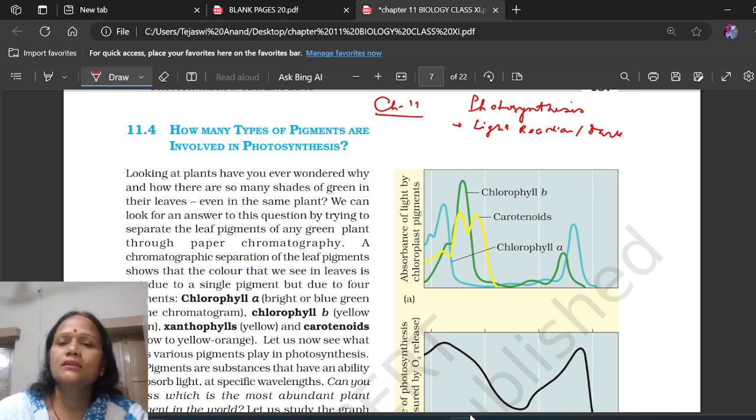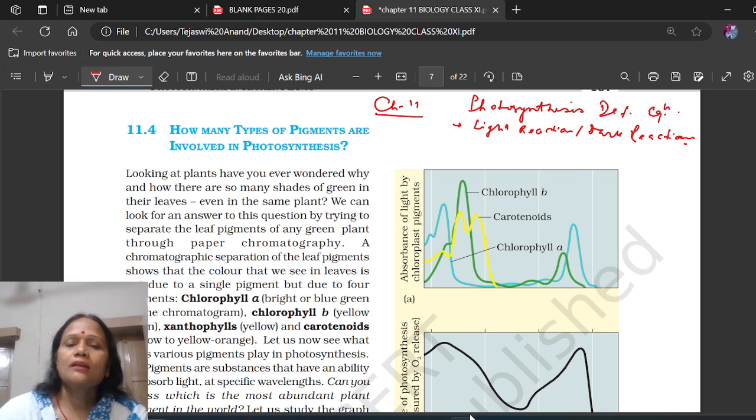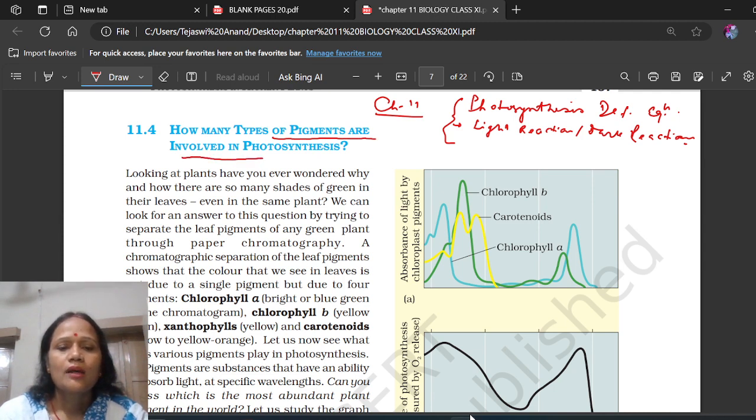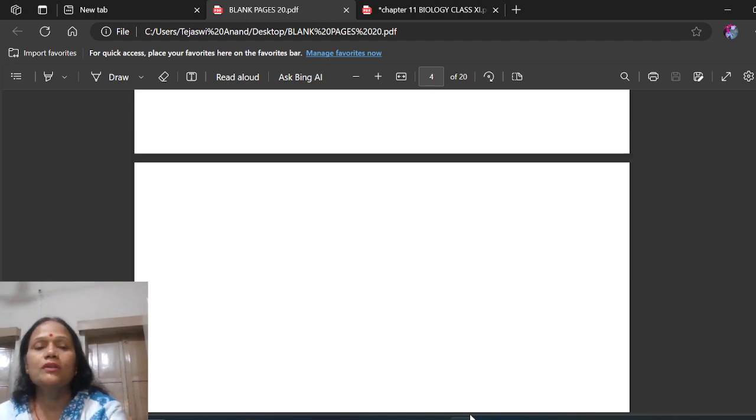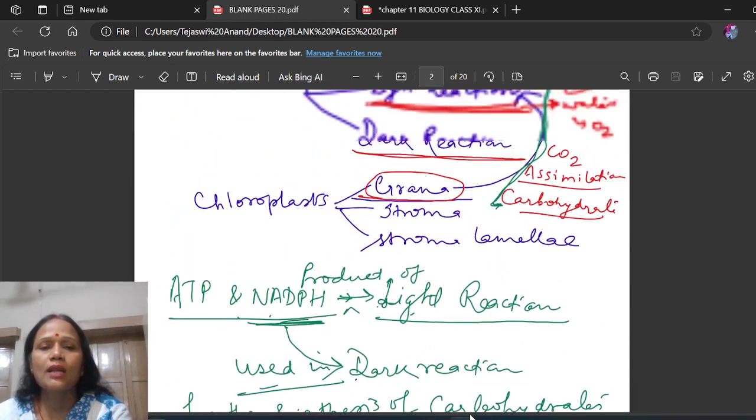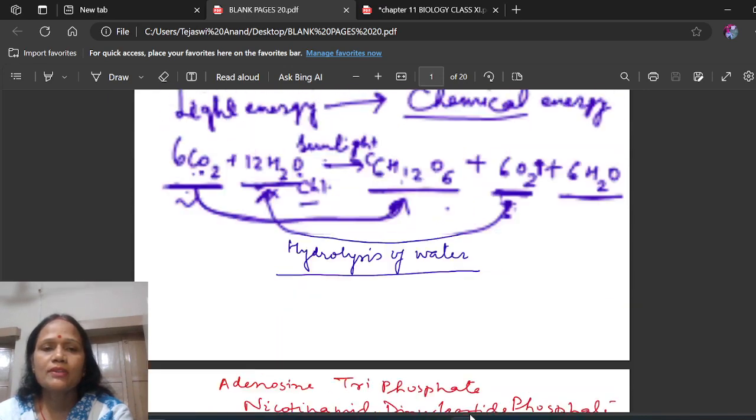Photosynthesis completes in two phases, one is light reaction and the other is dark reaction. We had studied the definition, the equation, and many things yesterday. Today we shall study the pigments, how many types of pigments are involved in photosynthesis. First of all, we have to revise the previous class before starting the new class.